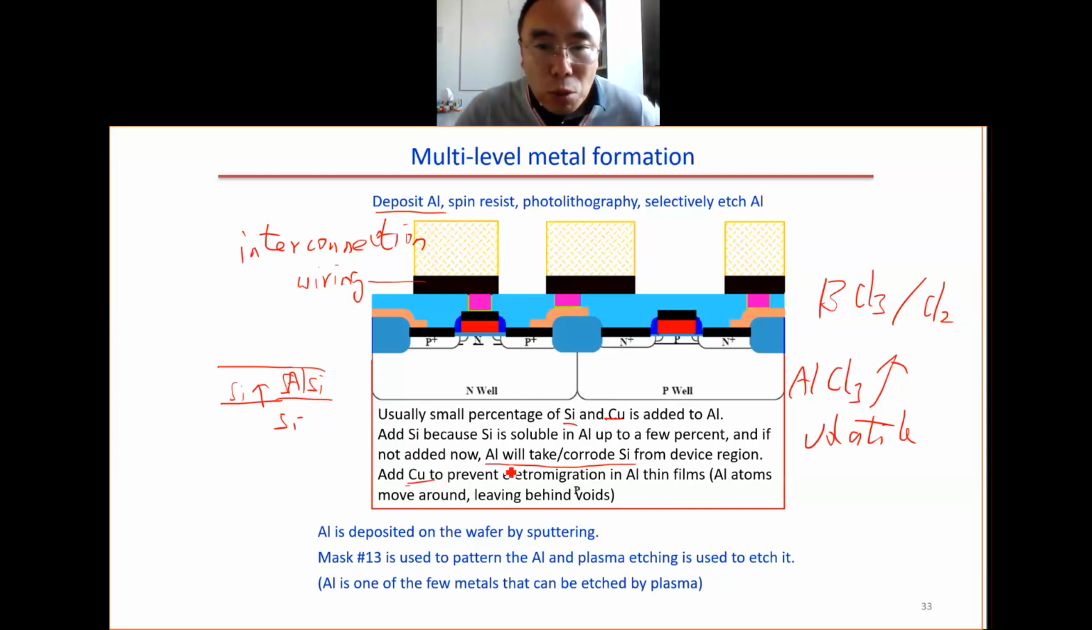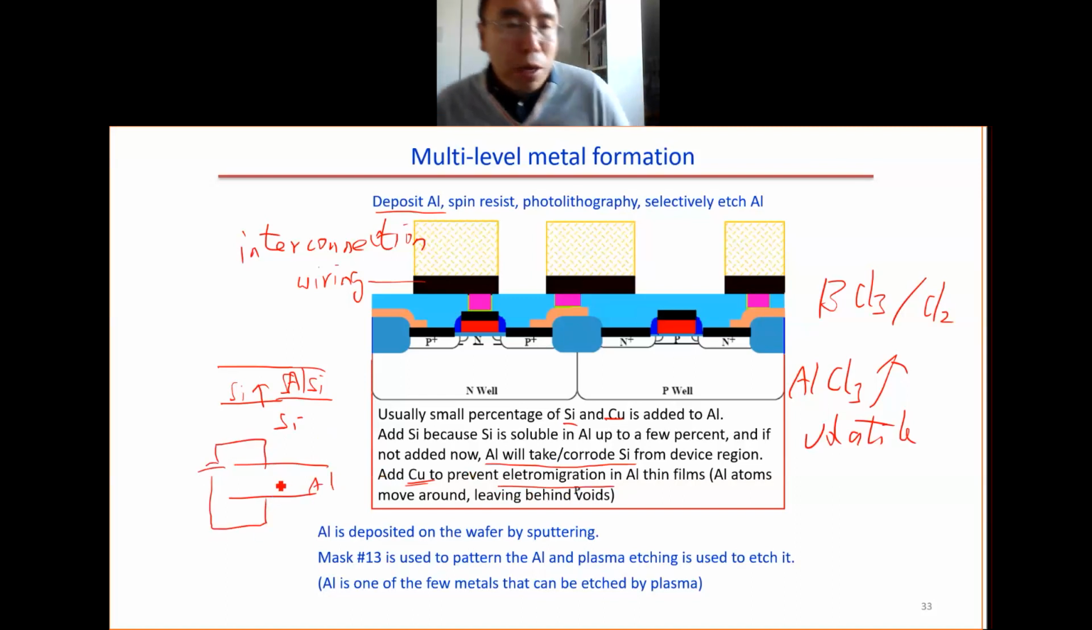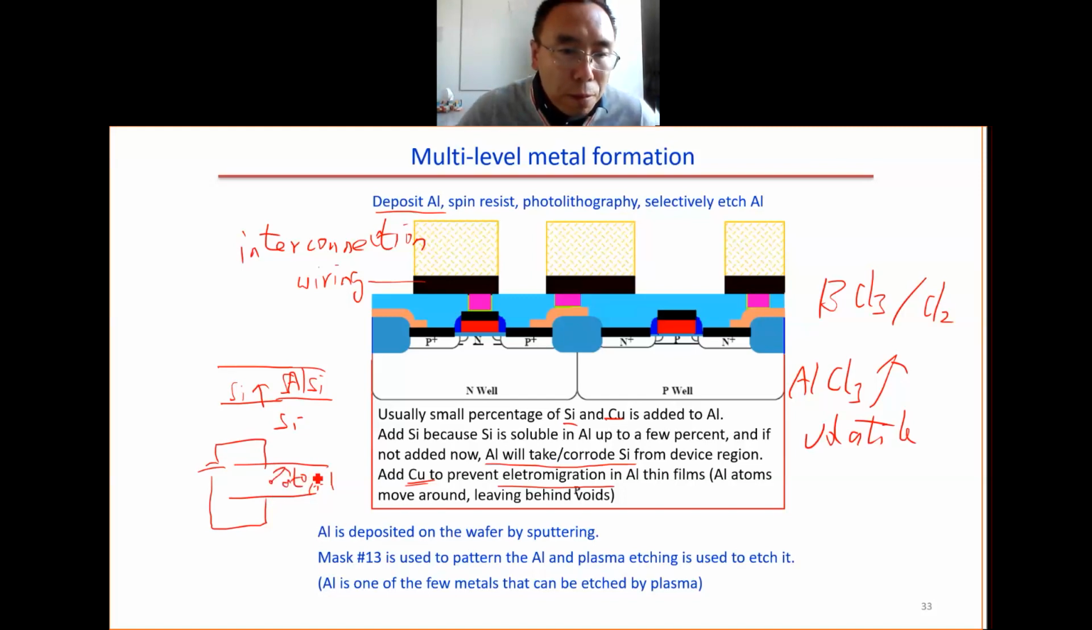We add the copper to reduce electromigration. If we have an aluminum film and you apply some voltage, the aluminum atoms will move around. This is called electromigration. The atoms move around when you have the electrical field, and leave behind voids. This is not good. So by doping it with some copper, the aluminum will be kind of fixed. It will not move around.